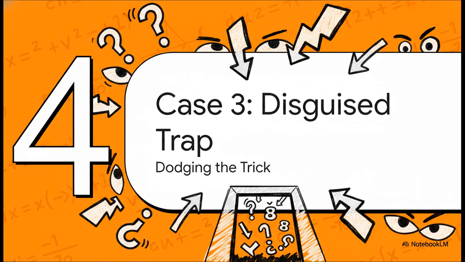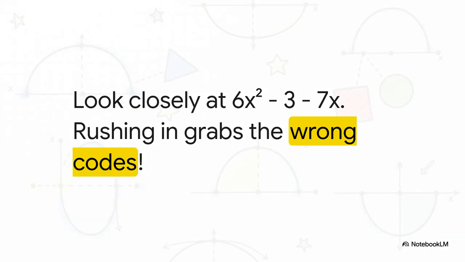All right, Section 4, Case 3, the disguised equation. Okay, cases 1 and 2 were basically handed to us on a silver platter. But now, the math is actively trying to trick us. Look really closely at this equation. 6x squared minus 3 minus 7x. This right here is a trap.